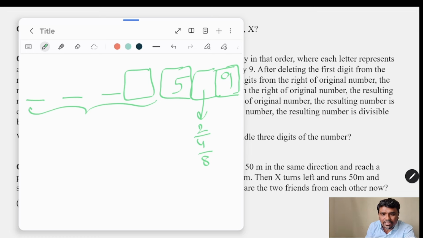This digit must be even digit. Then only it is multiple of 4. This digit is either 2, 4, or 8. Got it?